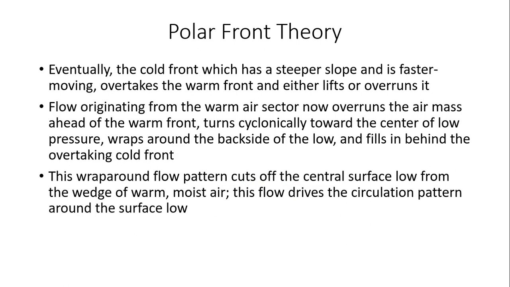So eventually, the cold front, which has a steeper slope and is faster moving, tends to overtake the warm front and either lifts that warm air aloft or overruns it. Flow originating from that warm air sector now overruns the air mass ahead of the warm front, turns cyclonically toward the center of low pressure, wraps around the backside of the low, and fills in behind the overtaking cold front. This wraparound flow pattern cuts off the central surface low from the wedge of warm, moist air. And this flow then drives a circulation pattern around the surface low.